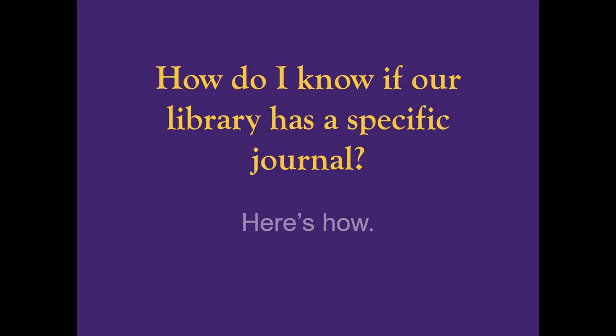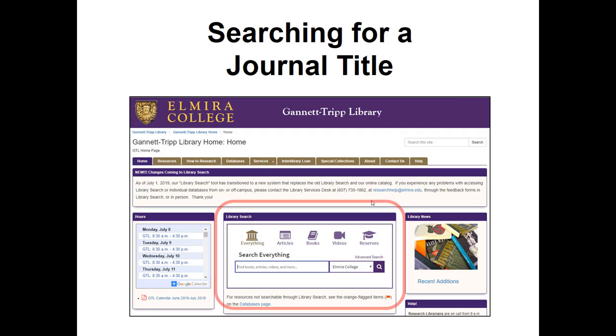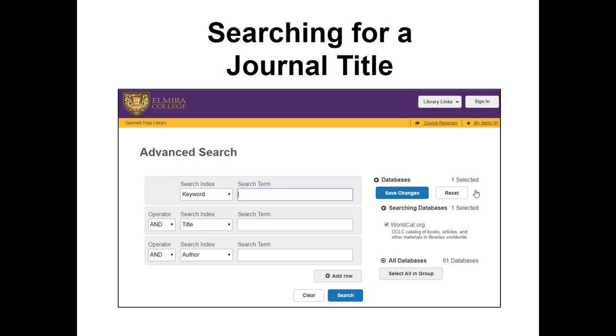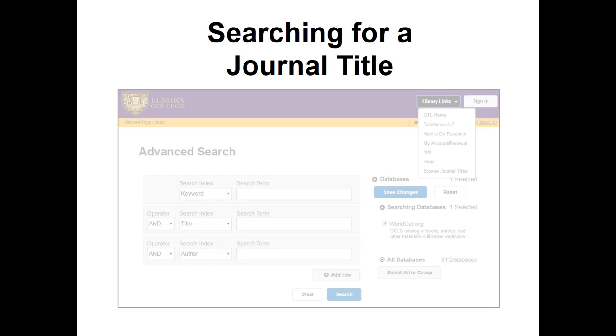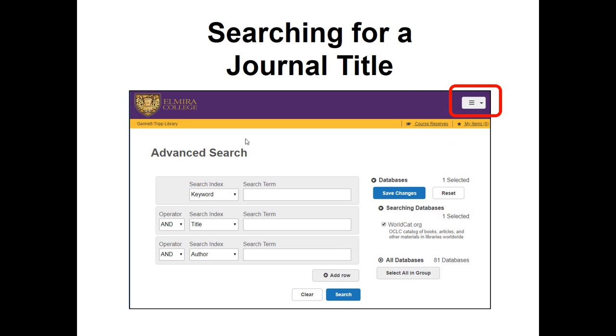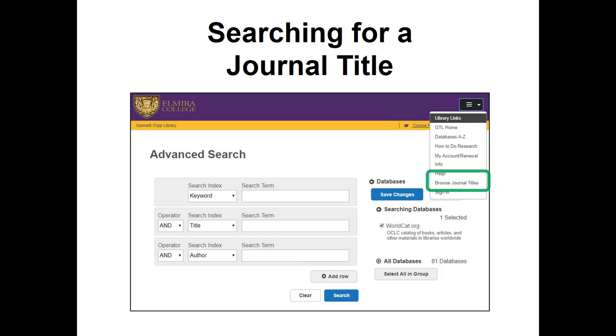Here's how to see if the library has a specific journal. Start at Library Search on the library's webpage. Click on the Advanced Search link, then click on the Library Links button at the upper right and select Browse Journal Titles from the drop-down list. If you only see one button at the upper right, click it and select Browse Journal Titles from the drop-down list.